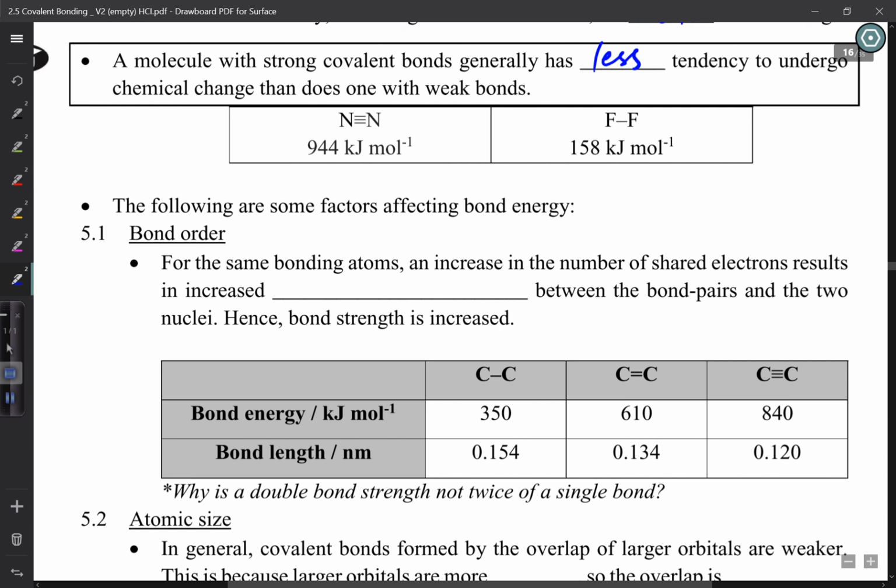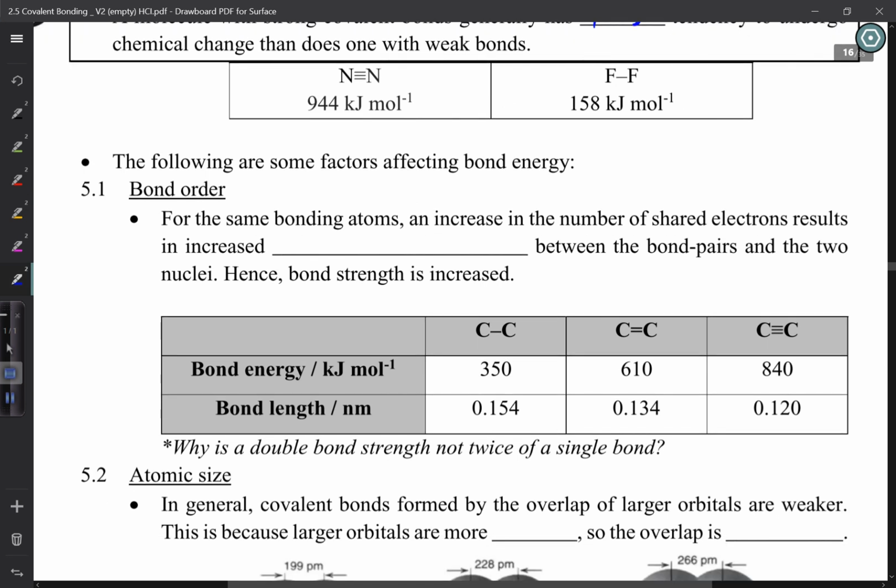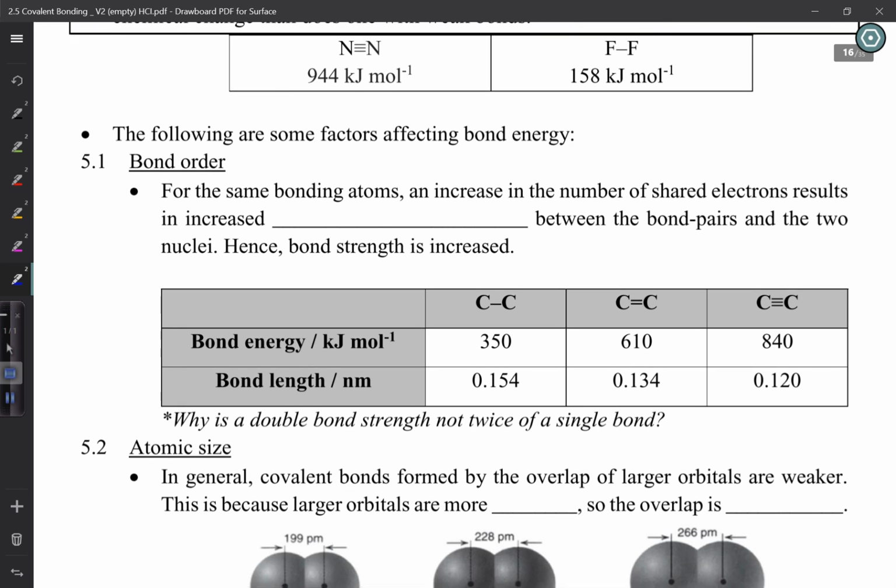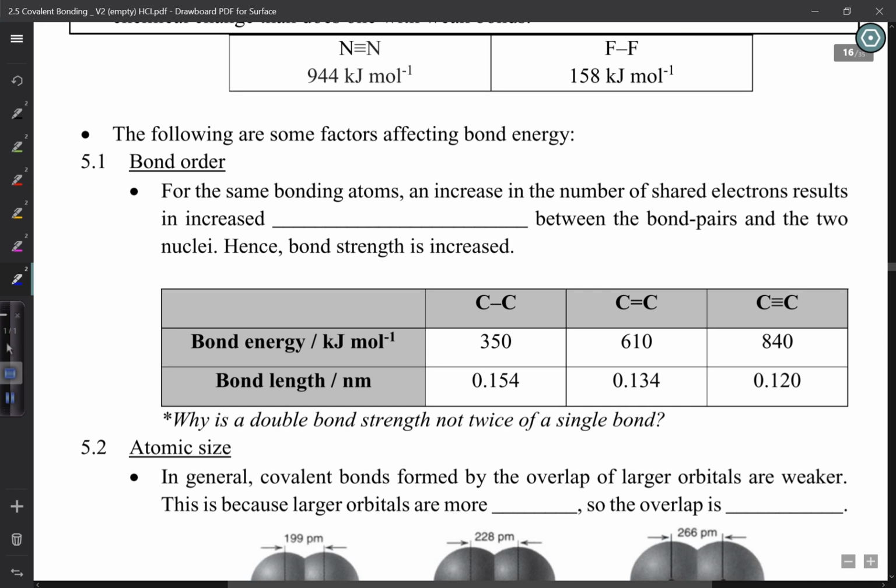So the following are some factors that affect bond energy. The first one is bond order. All these are quite intuitive, so nothing much to talk about. I'll talk about bond order first. So what is bond order? Bond order simply means how many bonds there are.